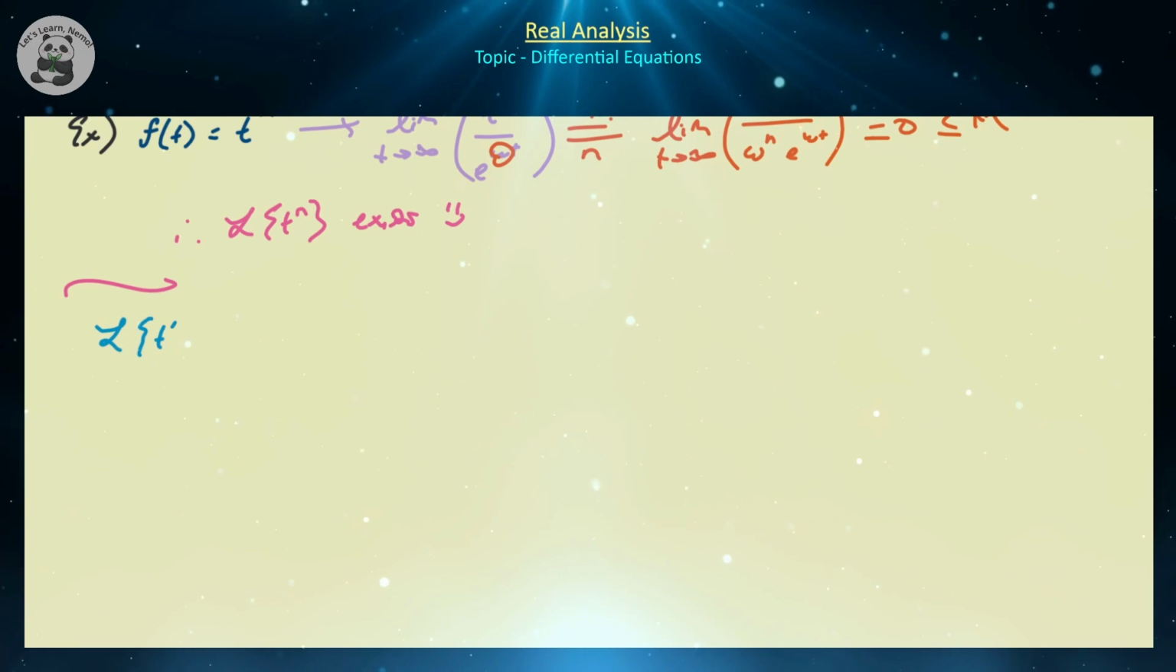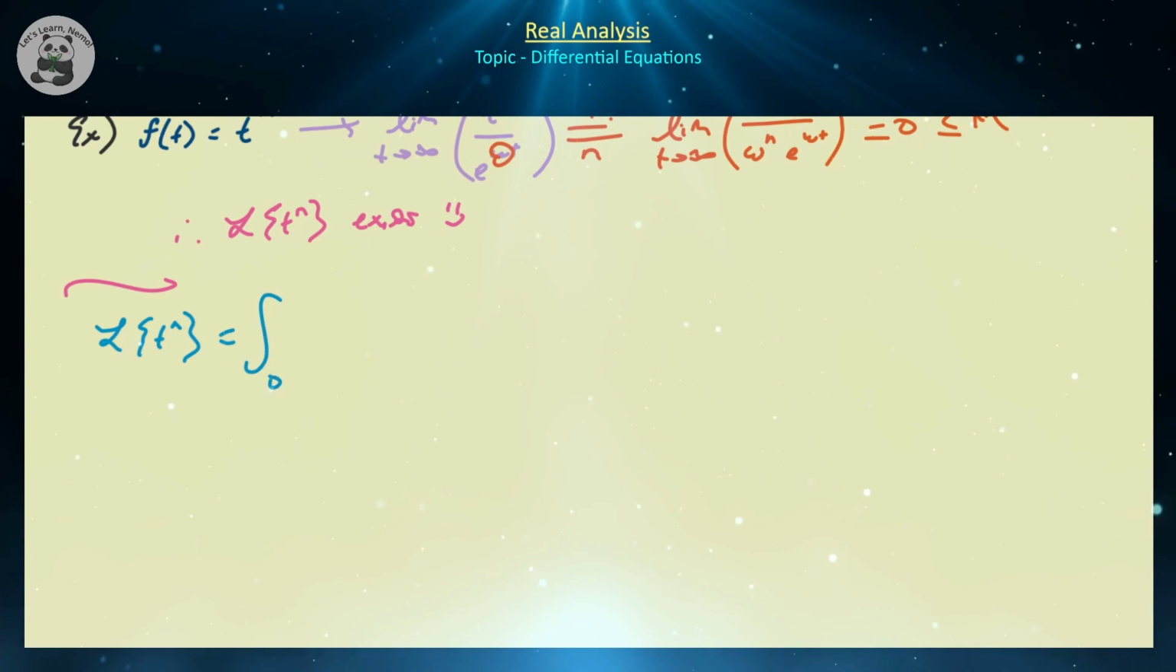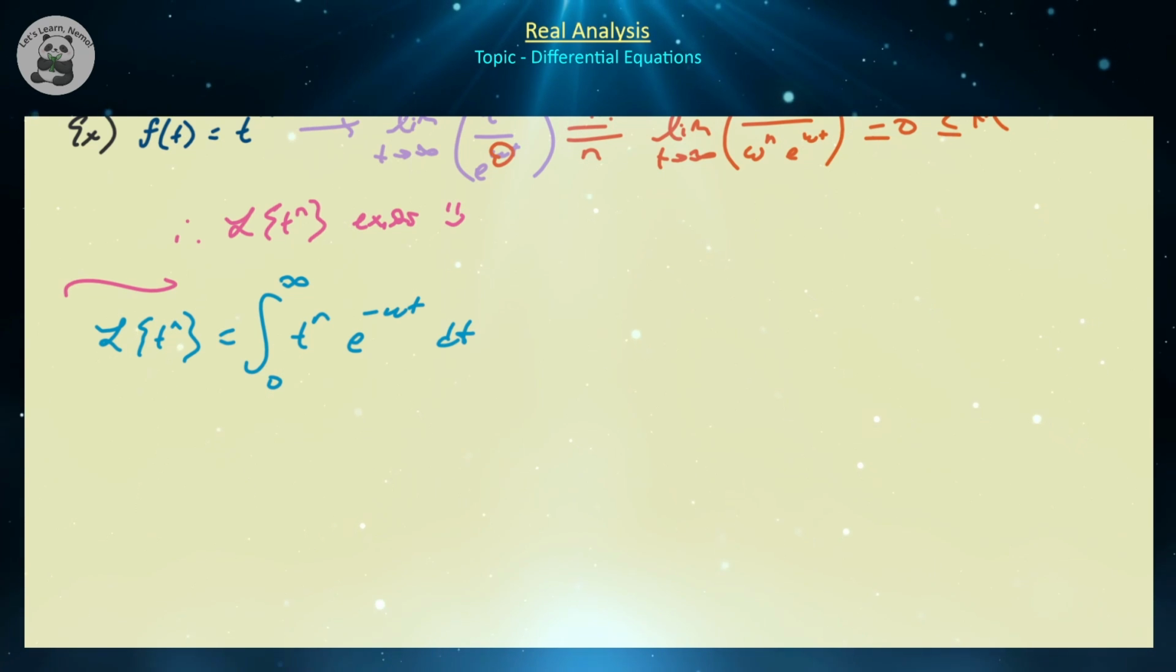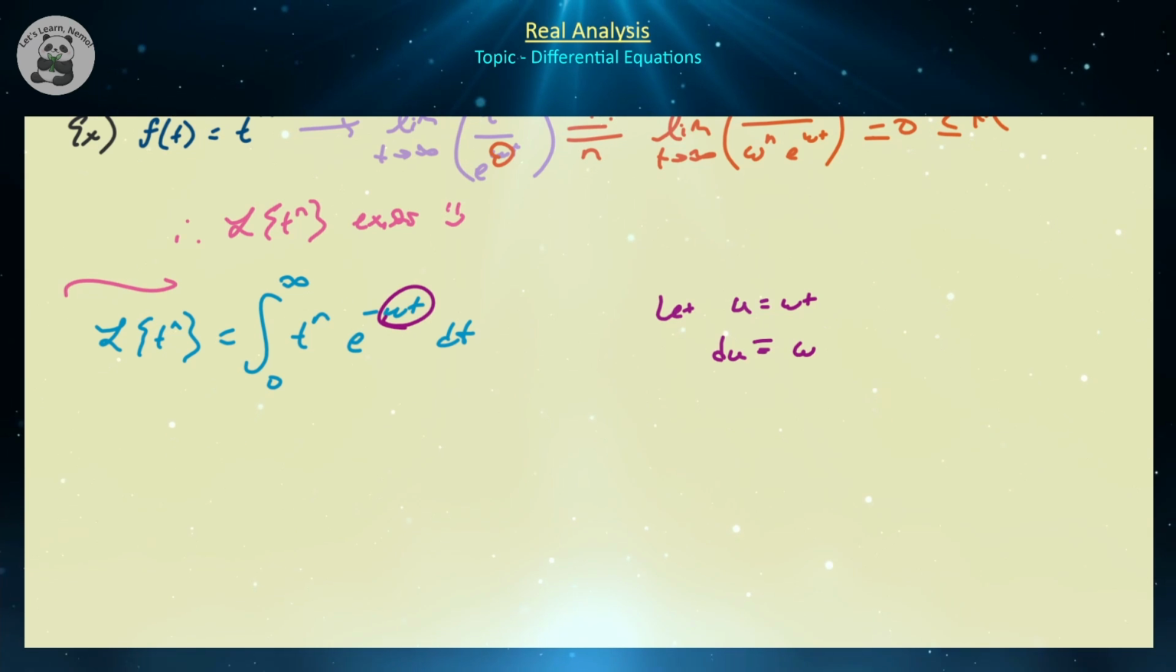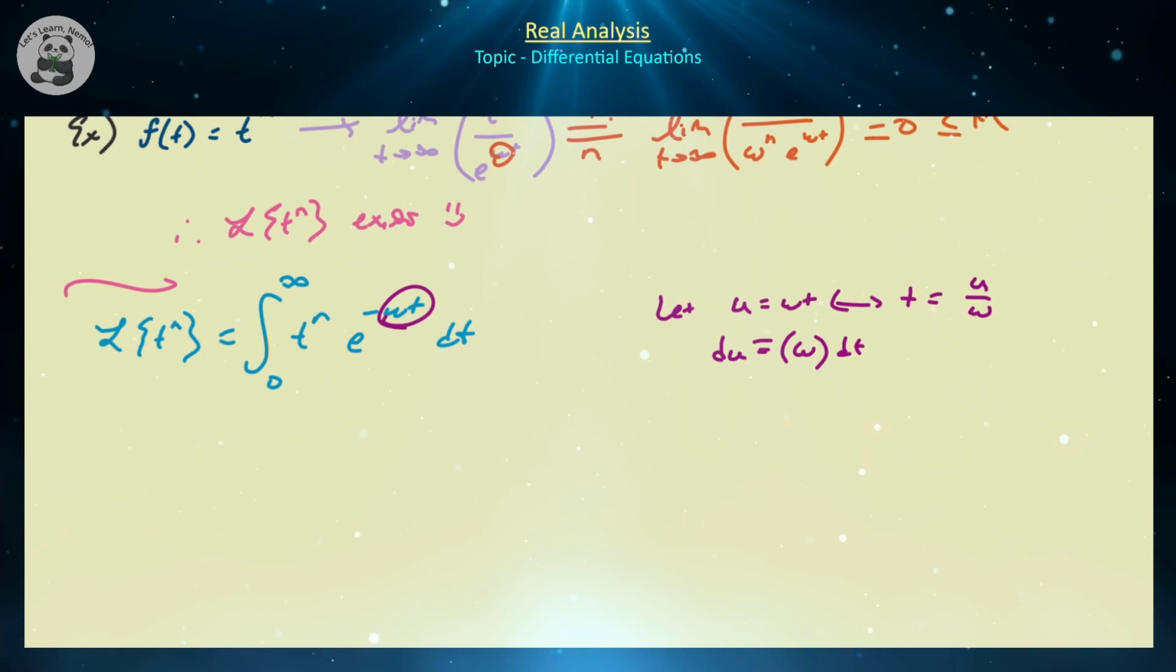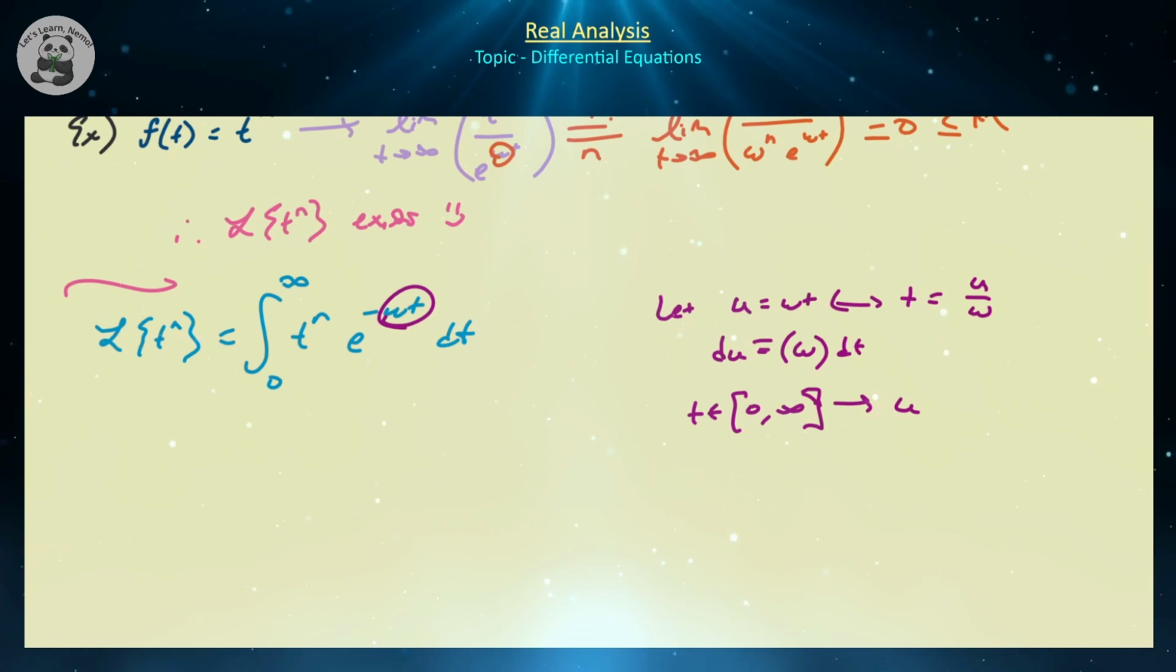So what is the Laplace transform of t to the n? By definition, that's going to be equal to the integral from 0 to infinity of t to the n e to the minus omega t dt. So we're going to be using a substitution. In particular, I'm going to be targeting that omega t. So we're going to let u be equal to omega t, so du is equal to omega times dt. Obviously, if u is equal to omega t, that means t is equal to u over omega as well. And since omega is a positive number, our range, 0 to infinity for t, will also map to the same exact interval, 0 to infinity for u.